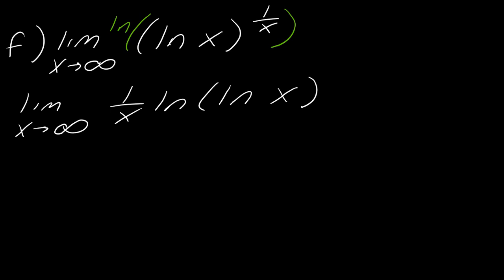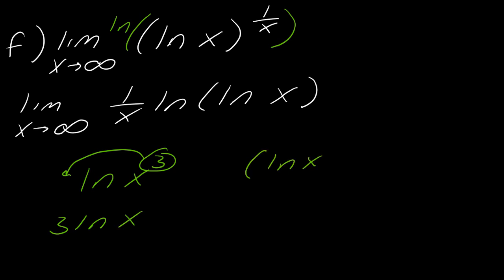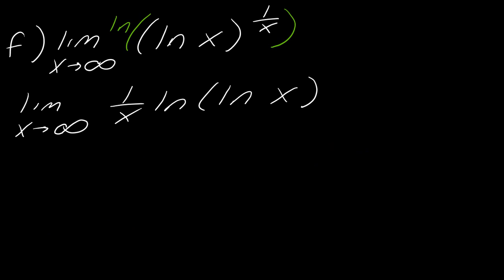And one thing I want to address before I go any farther: some people might think, why couldn't I have just brought the 1 over x down right from the onset? This 1 over x actually applies to the entire expression. If I had something like the natural log of x to the third, this 3 is applying to this x, and that's where I can use the power rule to bring it down, to make this 3 times the natural log of x. But that's not what we have here. I have all of this natural log of x to the 1 over x, so the exponent does not apply to just this, and I can't use the power rule here. I just wanted to quickly address that in case somebody thought, hey, why do we have to do this?